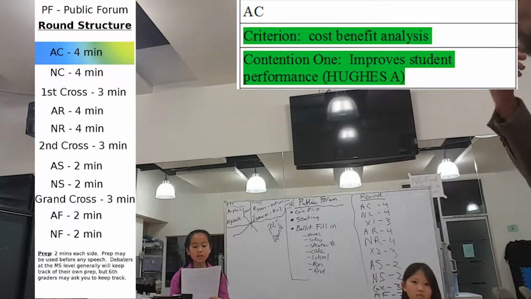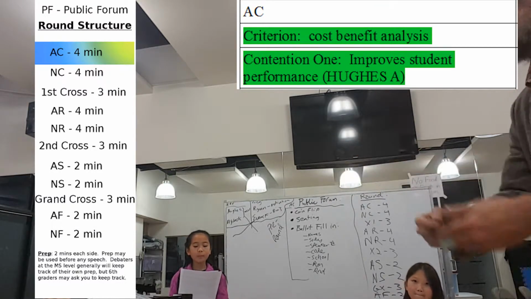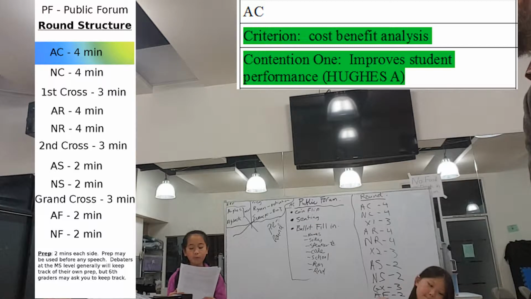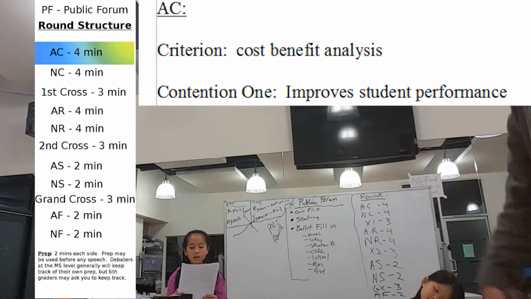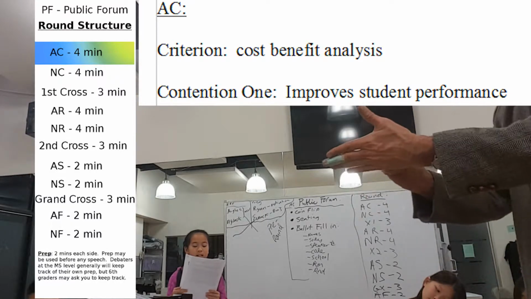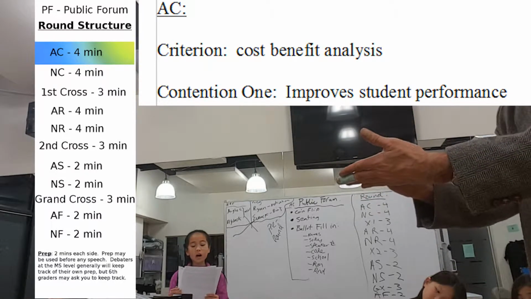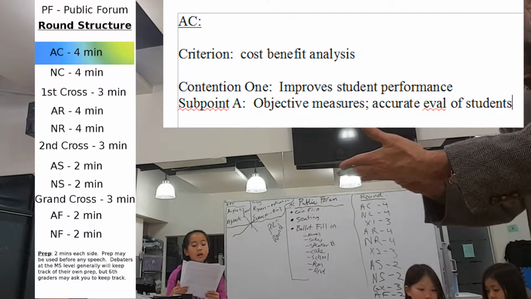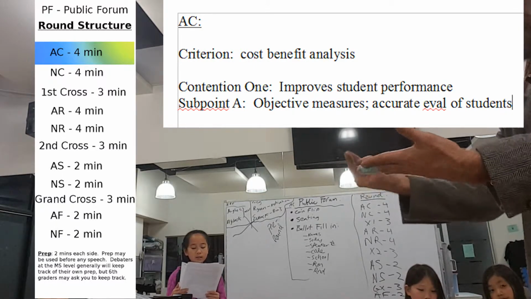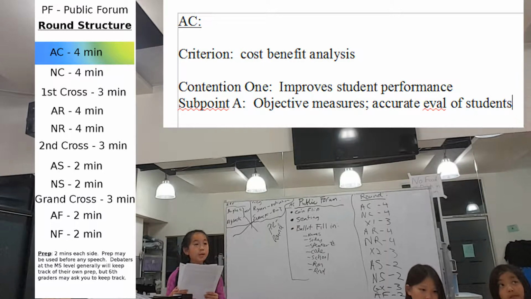My first contention is standardized testing evaluates and improves student performance. Subpoint A. Standardized testing is an objective indicator of skill. They are excellent objective indicators of student performance. The tests are designed to measure how correctly students learn the skills. Okay, stop. Thank you, Galena.